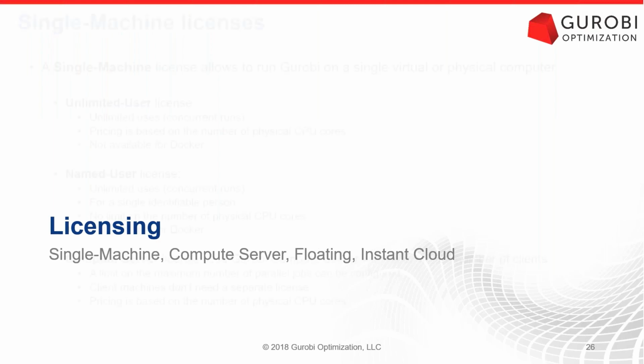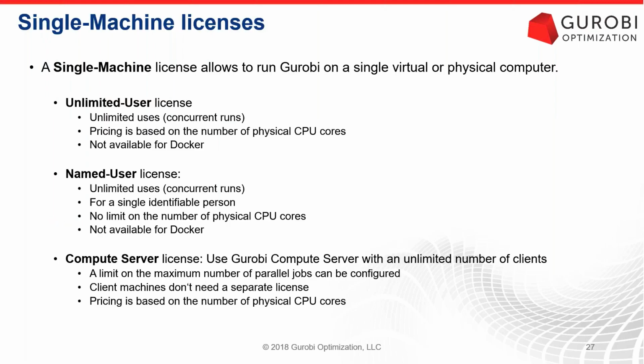Yeah, quick look at licensing. Just the types of licenses that you need and how they fit into the different deployment strategies. So Gurobi has actually a very simple, transparent licensing system. The first license type that we have are single machine licenses, and there are 3 flavors, which is first the unlimited user license. So this allows you to run on a single machine with as many users as you want, and you can have as many concurrent runs of Gurobi at the same time as you want. So this is the traditional server license, but we don't call it a server license. It's just the unlimited use of Gurobi on a single machine.